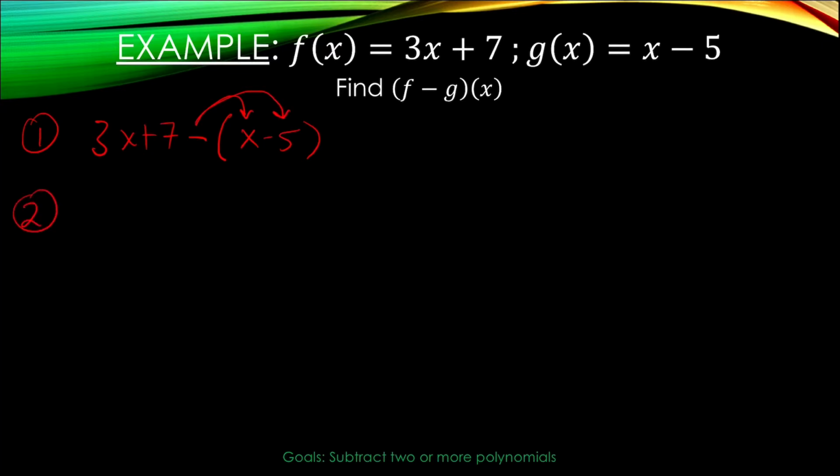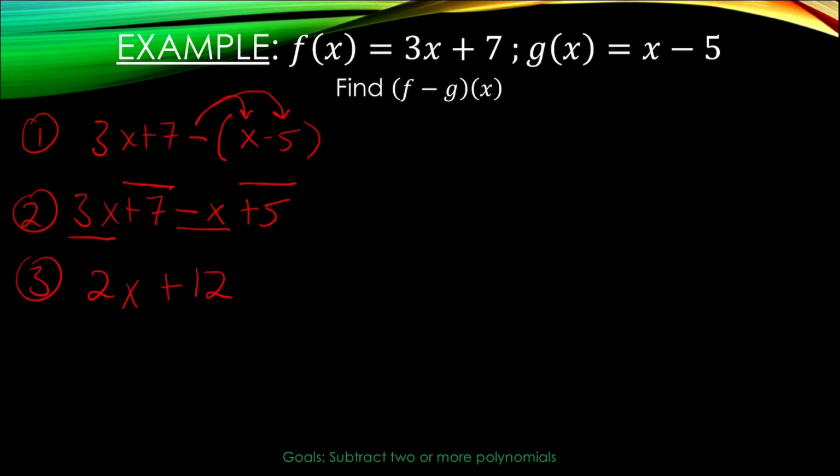Okay, so that's what we're going to do next. I'm going to say 3x plus 7, distribute that negative, so that gives me a minus x plus 5. Once I do that, it's just like adding them. I'm going to combine my like terms. 3x minus x gives me a 2x. 7 plus 5 gives me a plus 12. So I know f minus g of x equals 2x plus 12.